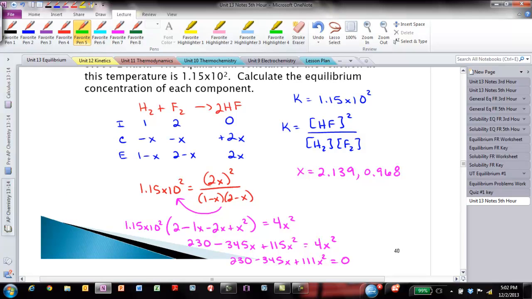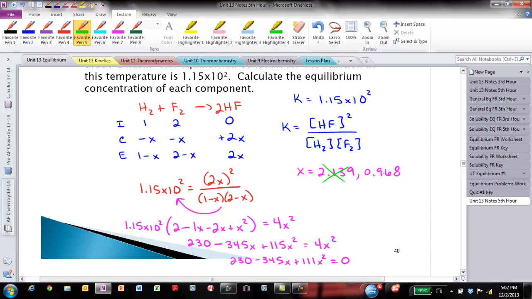So it can't be both of these answers. It's got to be one of them, and this is where your brain has to kick in a little bit. You have to look back at what each of these x's would cause in your mathematics. And if you pick x as 2.139, and you try to subtract that from 1, you're going to get a negative concentration. That's impossible. So this is not a valid answer. So now I have my 0.968 as my x. That's the one I'm going to use.